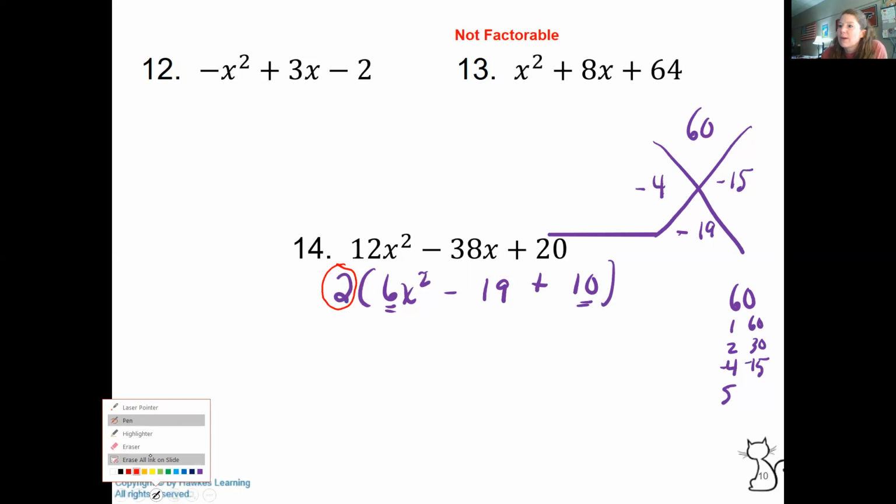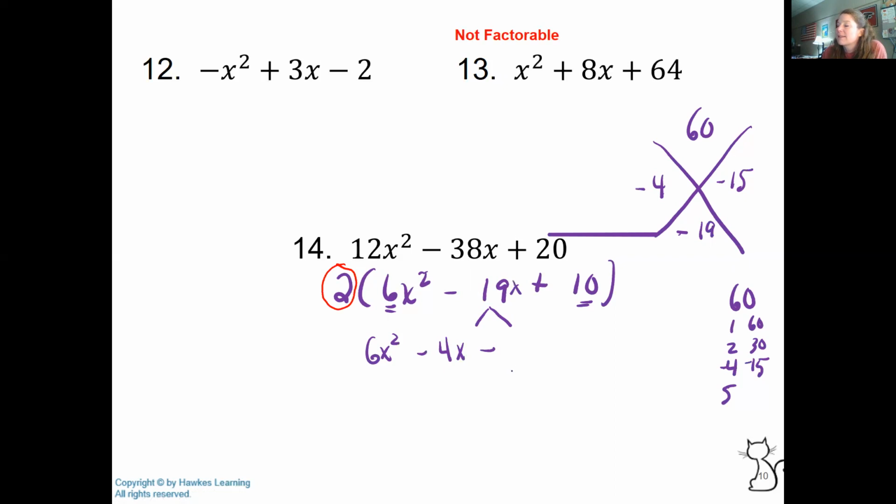Now we're going to rewrite this. We're going to separate that middle term, turn it into negative 4x and negative 15x. So we bring down our 6x squared minus 4x minus 15x, and then bring down the last one, plus 10. And then we're going to group these. What could I divide these two by? I can divide them both by 2x. So 6x squared divided by 2x is 3x, and negative 4x divided by 2x is minus 2.